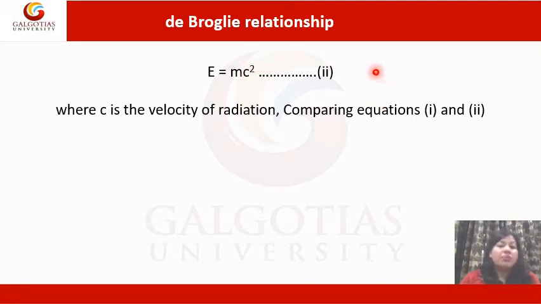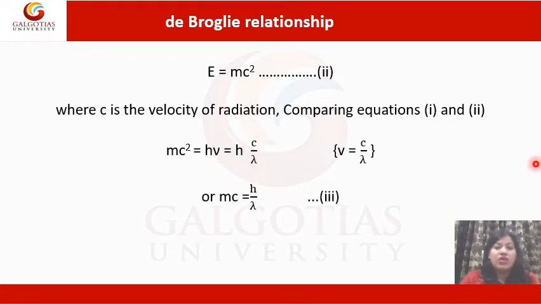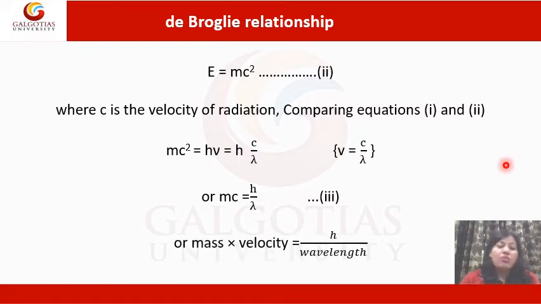So, if we compare equation number 1 and equation number 2, then we get mc² = hν, where ν = c/λ, or mc = h/λ. This is equation number 3. Mass into velocity is equal to h upon wavelength.